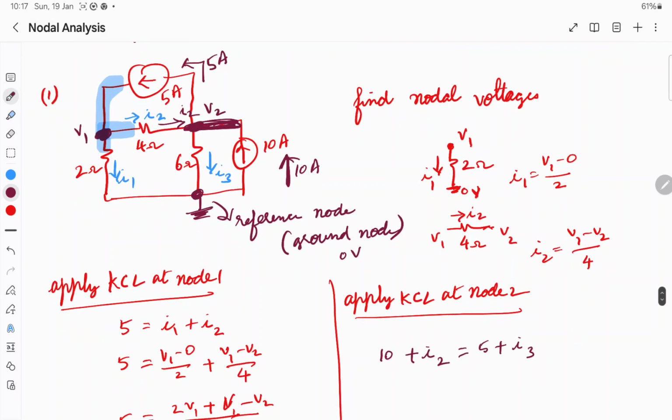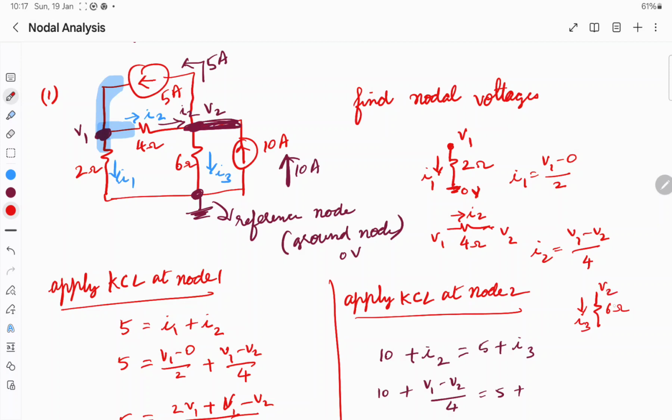We have already found out what I2 is. So 10 plus I2 is 10 plus V1 minus V2 divided by 4, equals 5 plus I3. What is I3? This is I3, the current through the 6 ohms.